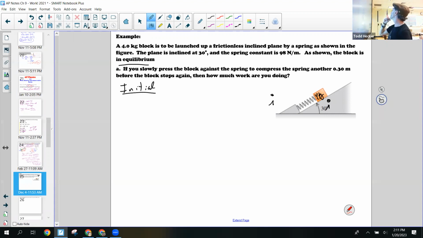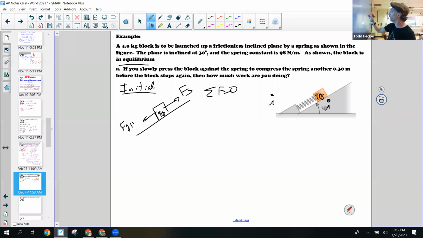So let's write down what we know about this initial point. Well, there's going to be a little bit of elastic potential energy, because the weight of the block is compressing the spring a little bit, since it says it's in equilibrium. So here's the block. It wants to slide down the ramp because of the parallel component of gravity, but the spring is holding it up, keeping it in equilibrium. We know this is a 4 kilogram block and this angle is 30 degrees, so we can find our forces. The force of gravity parallel turns out to be 19.6 newtons.